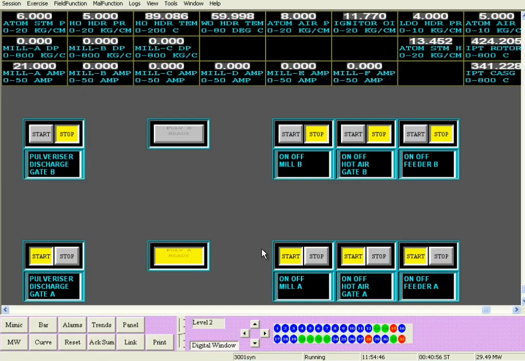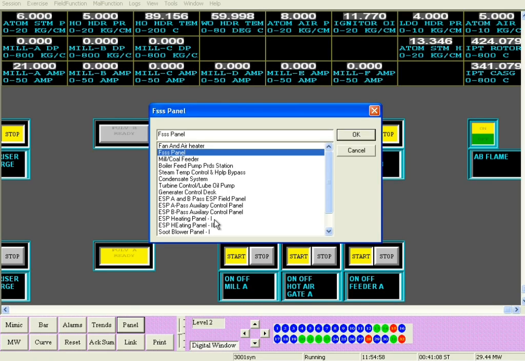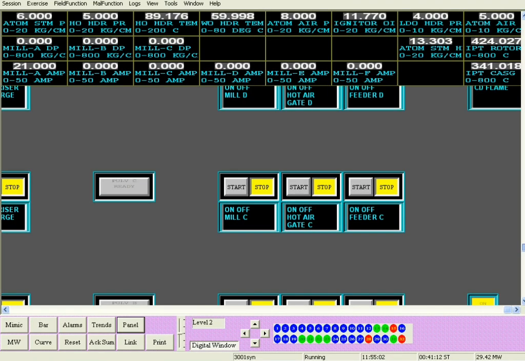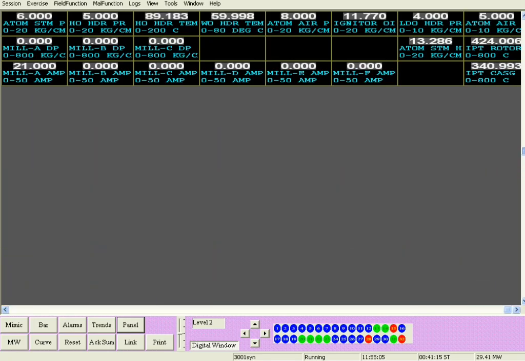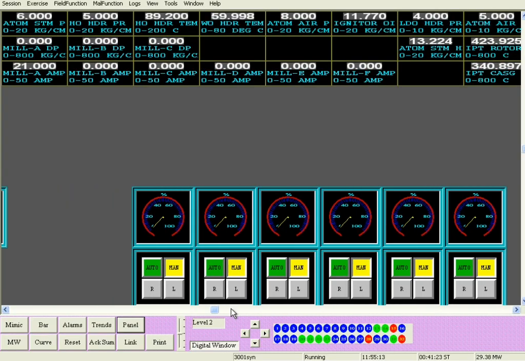So we go to the FSS panel, then we check that everything is okay. The scanners we will also check, whether the AB flame is there, and A flame will also be shown. If you go to that side, you will see that A B C D E F flame is not there, but A B and C D flames are there because you have got oil support in A B and C D both elevations.